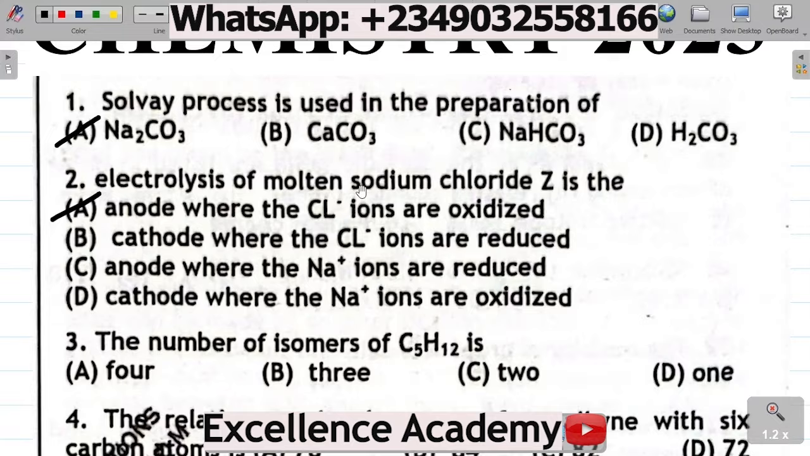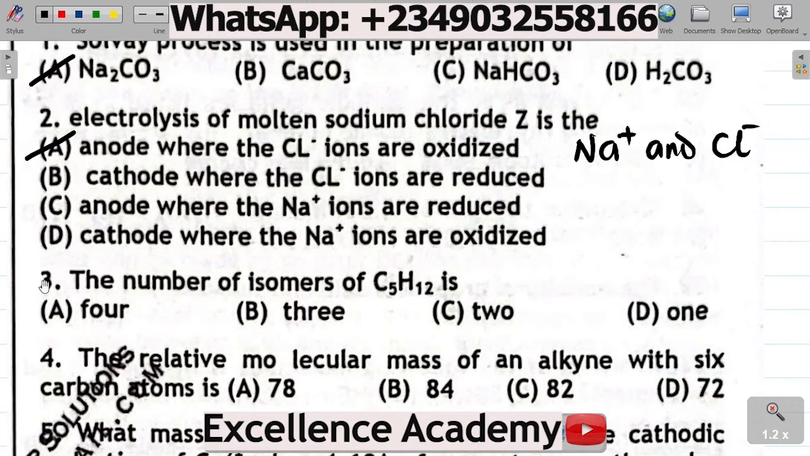Now, what you should know about this question is that molten sodium chloride contains sodium ion, that's Na plus, and chloride ion, that's Cl minus. Again, oxidation happens at the anode. And when the oxidation happens, chloride ions lose electrons. So for this particular question, the answer is A, that Z is the anode where chlorine ions are oxidized. That is the answer.